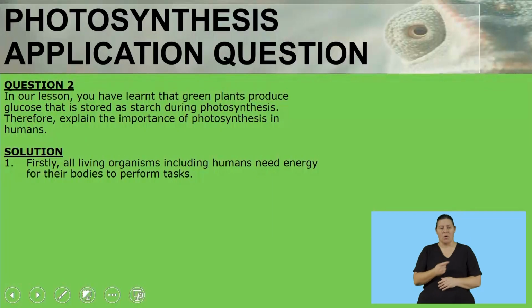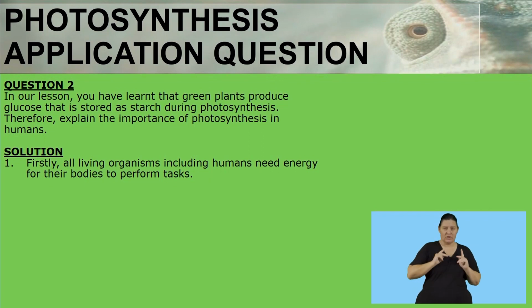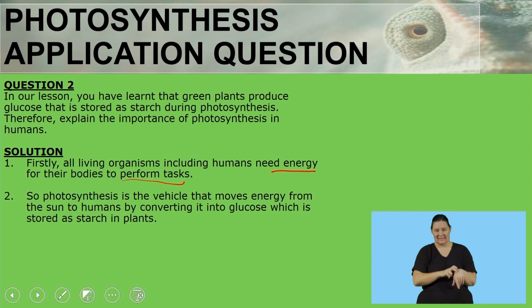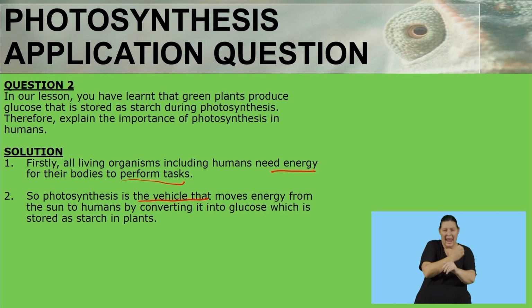Firstly, all of the living organisms, including humans, need energy for their bodies to perform tasks. That one is a given. We spoke about it. And remember, the source of energy is the sun. So we all need this energy. So photosynthesis is the vehicle. When we say vehicle, we mean photosynthesis is what moves the energy. So it's the vehicle that moves the energy from the sun to the humans. So energy is moved from the sun to humans through the process of photosynthesis.